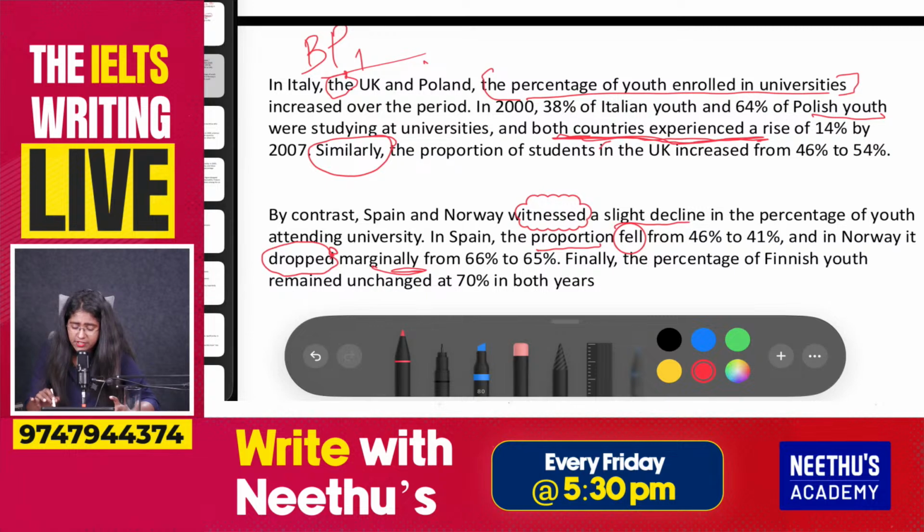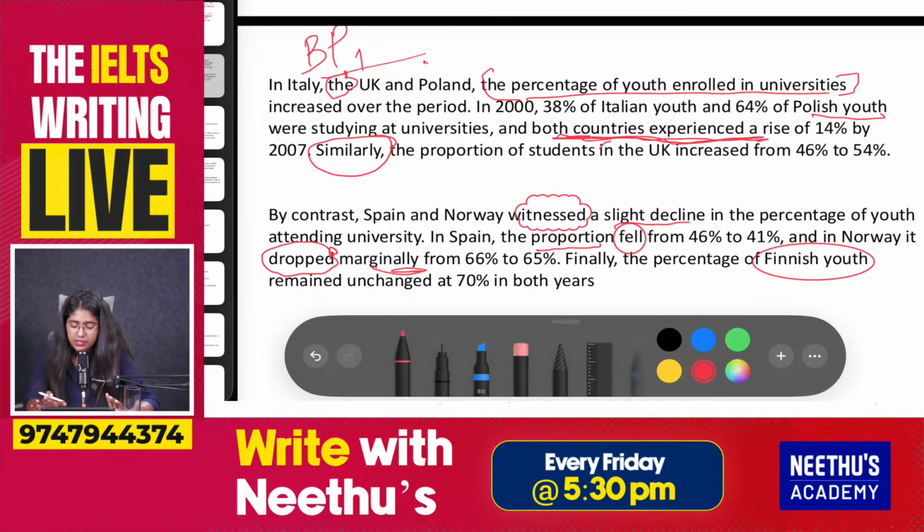Finally, the percentage of Finnish youth, another way of saying students from Finland, remained unchanged at 17 in both years. So here you can see they've talked about all the years and all the data, and used different words and phrases in different places. That's it.